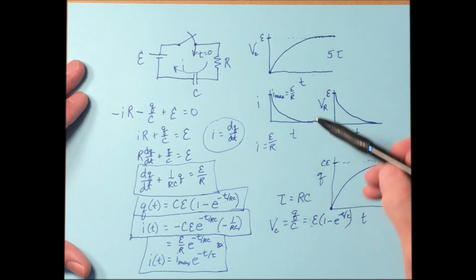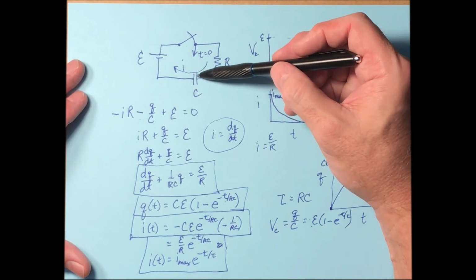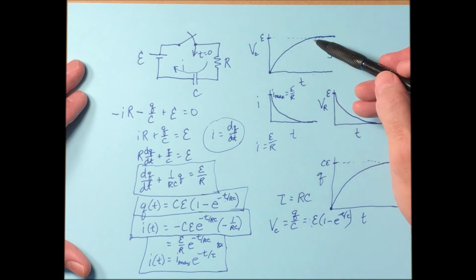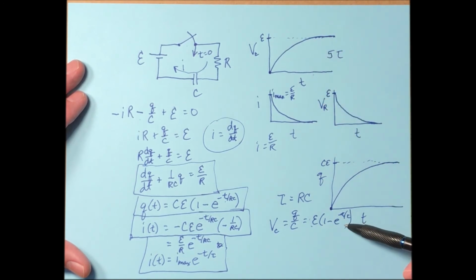And what's happening is, as the current flows around here, the voltage across the capacitor is charging up, and it charges up in such a way that it looks like this. And it reaches its maximum value of E. And that's what this equation shows.